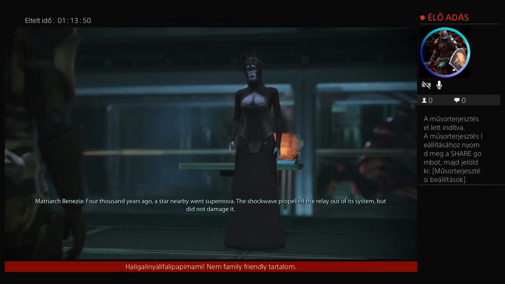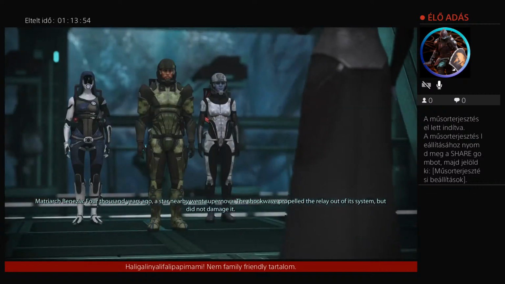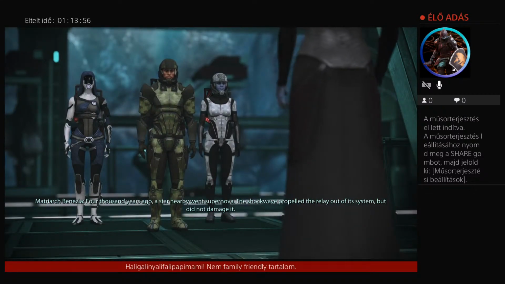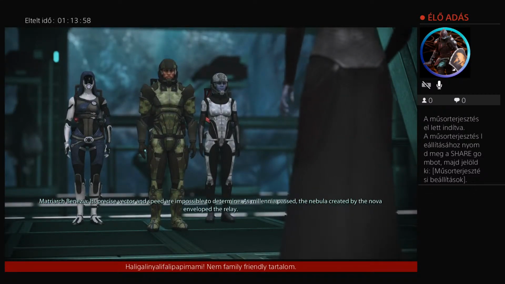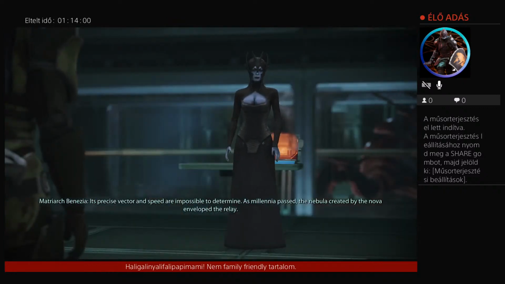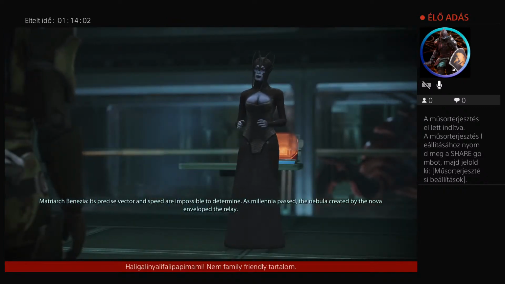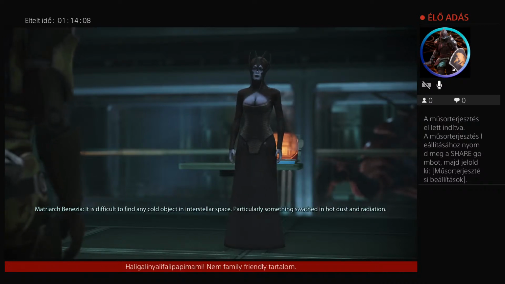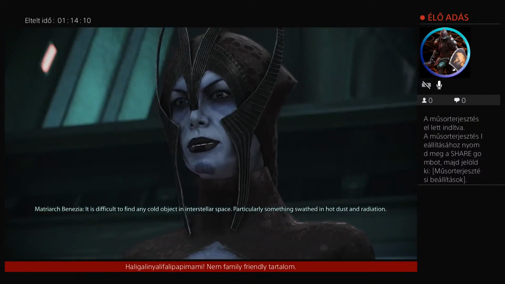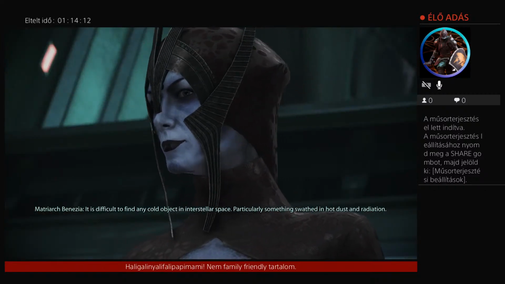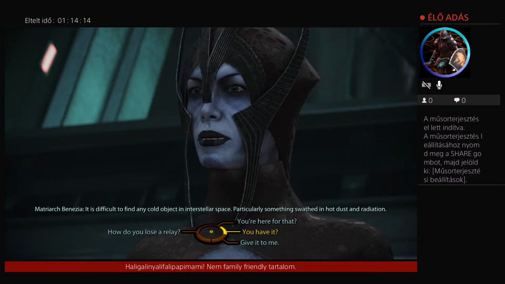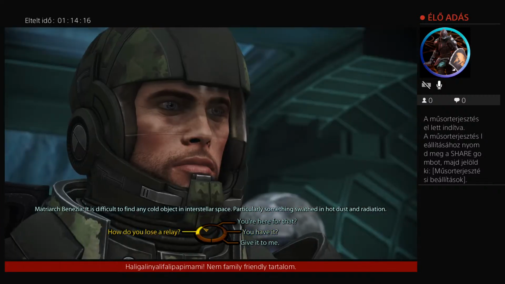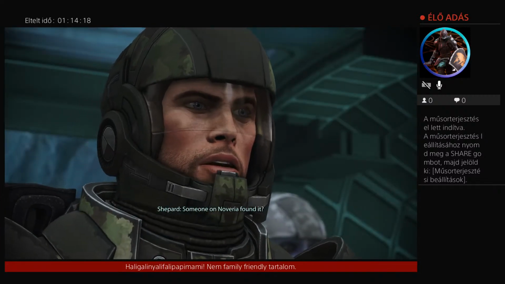4,000 years ago, a star nearby went supernova. The shockwave propelled the relay out of its system, but did not damage it. Its precise vector and speed are impossible to determine. As millennia passed, the nebula created by the nova enveloped the relay. It is difficult to find any cold object in interstellar space, particularly something swathed in hot dust and radiation. Someone on Noveria found it?